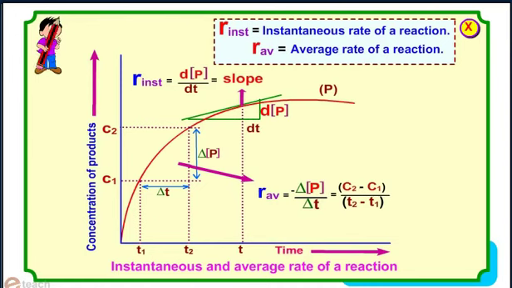Graph of concentration of products versus time. Here, R instantaneous equals instantaneous rate of a reaction and R average equals average rate of a reaction. Since R instantaneous equals dp by dt, which is slope of tangent at instant t, whereas R average equals minus of del p by del t, which is equal to (c2 minus c1) upon (t2 minus t1).